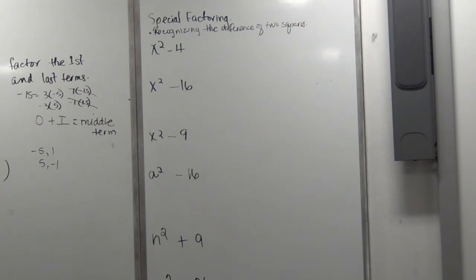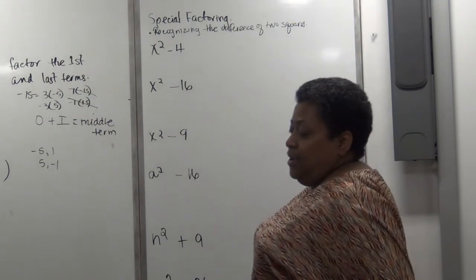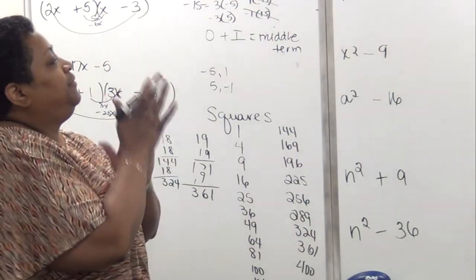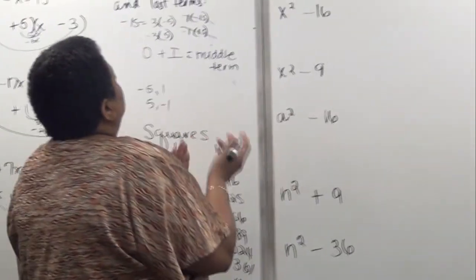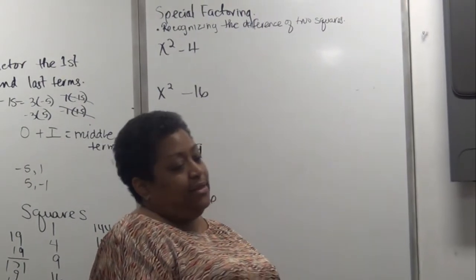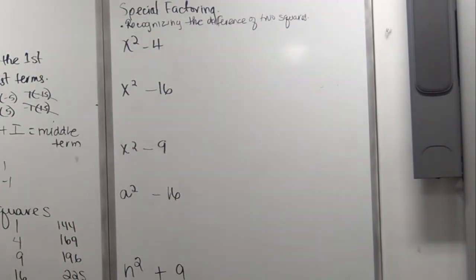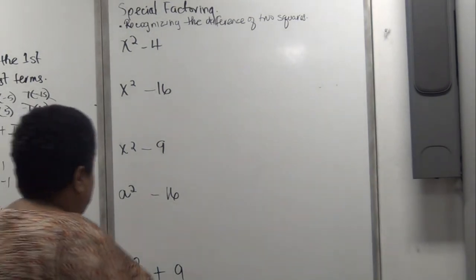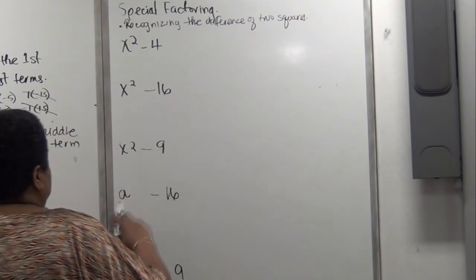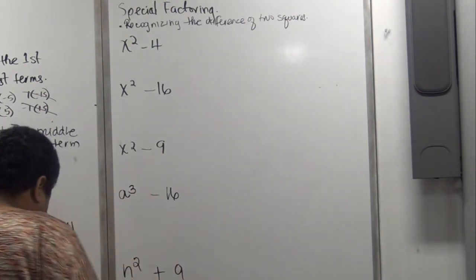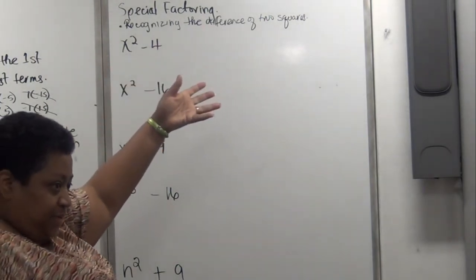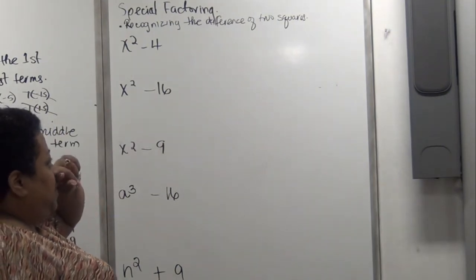So let me do the special factoring. Factoring the difference of two squares and trinomial squares. First, I want you to be able to look at it and see if we have the difference between two squares. Difference meaning what? I subtract. Right. And then if it is a perfect square, we're going to factor it. I'll show you how.